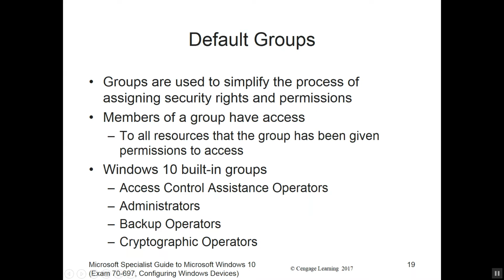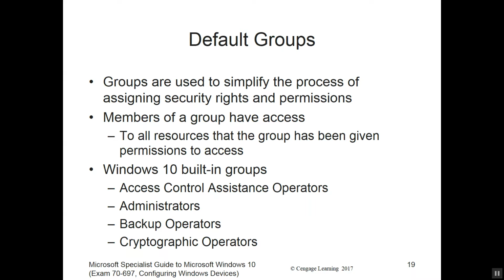Now we've got some default groups. Groups are used to simplify the process of assigning security rights and permissions. They help us say that I've got 5 people that should have access to the same resources. I don't want any of them to be able to modify certain things. I'll create a group and assign those members to that group. So members of the group have access to all the resources that the group has been given permission to access.